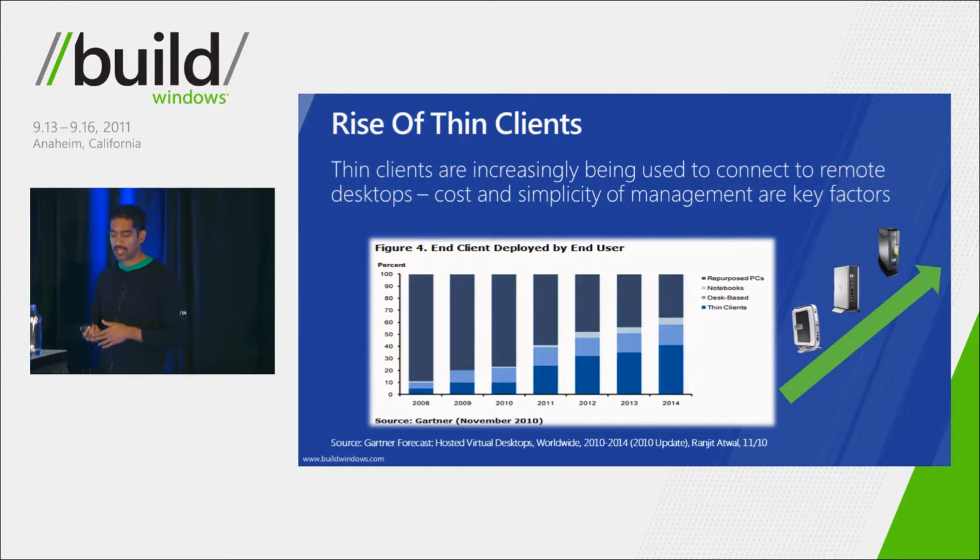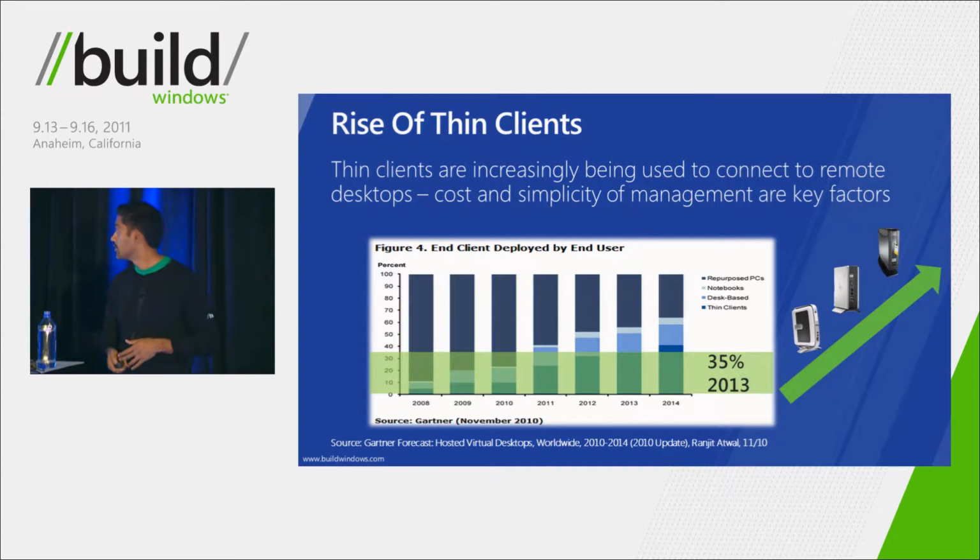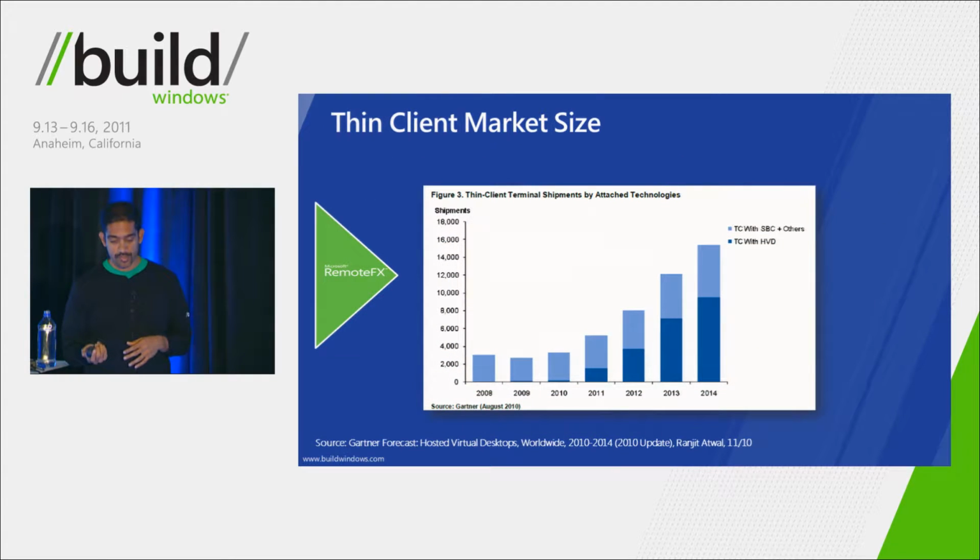So if you take a look at 2013, 35% of all endpoint devices are expected to be thin clients. This is Gartner research from November 2010. 35% is a pretty healthy number, and as you can see, it's growing. 2014 is supposed to be higher. So let's take a look at 35% of what, right?